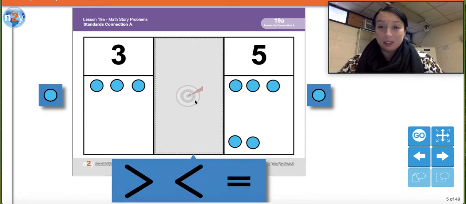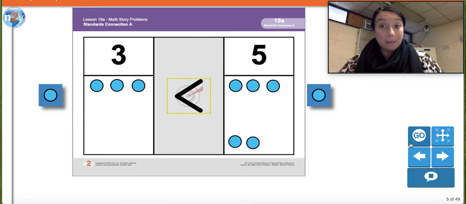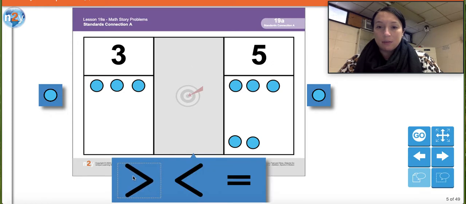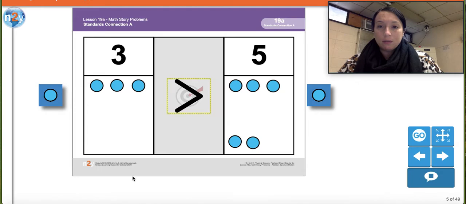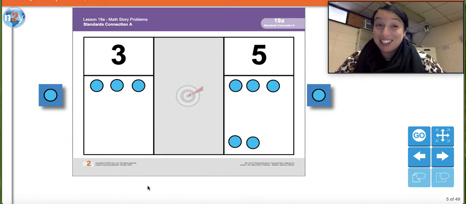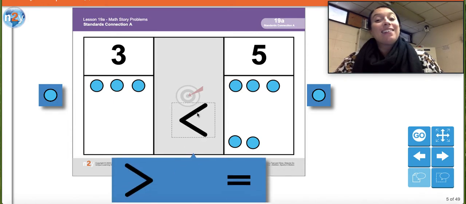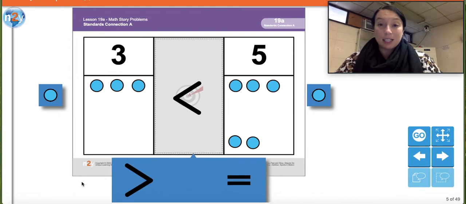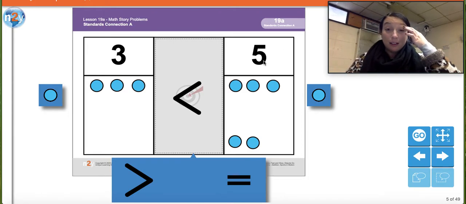So let's put our symbol. Less than. Oh, no. Less than. My goodness, that's not the one I want. Sorry. Greater than. Oh, I see. Even Miss Ashley's having a day. Let's try this again. Come on. That's less than. So this is saying 3 is less than 5. Oh, my goodness. I could not get myself together.